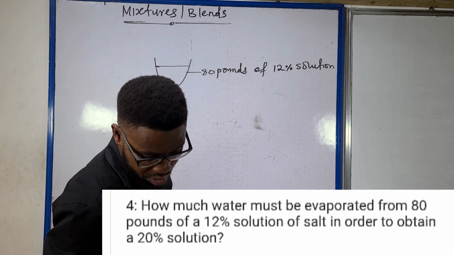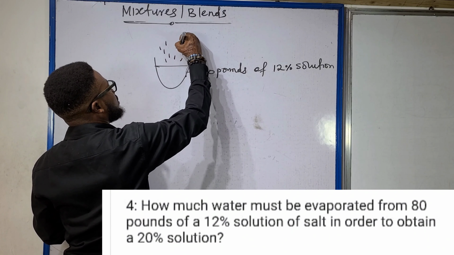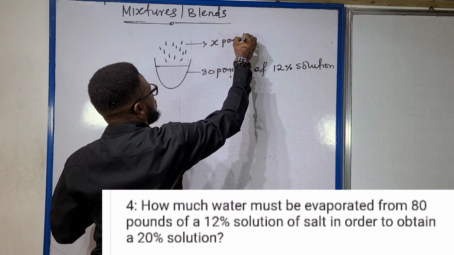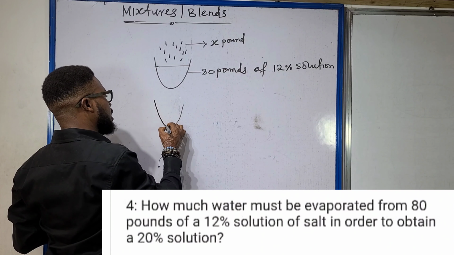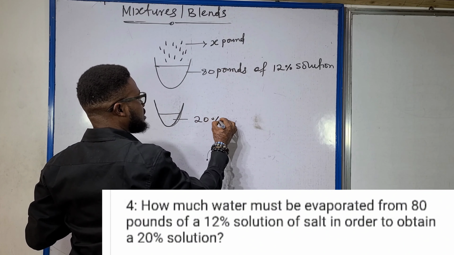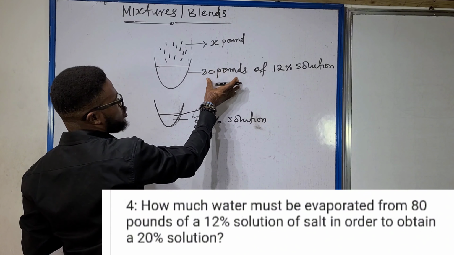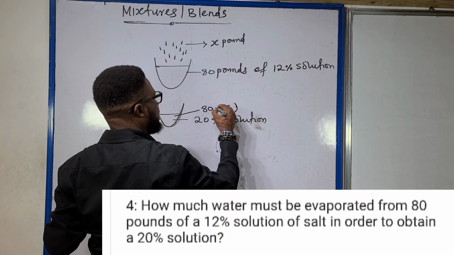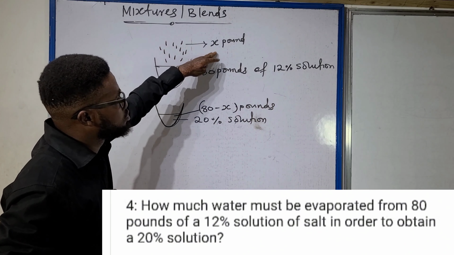How much water must be evaporated? So we want to drive out water from this. Let this water be x pounds, so that when this amount of water is evaporated, we are left with a 20% solution. Of course, this was 80 pounds before. If we've driven out x, the solution will be 80 minus x pounds. So we've been able to get a variable for this.